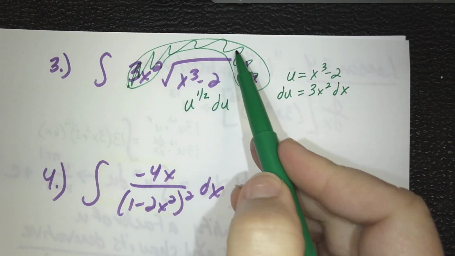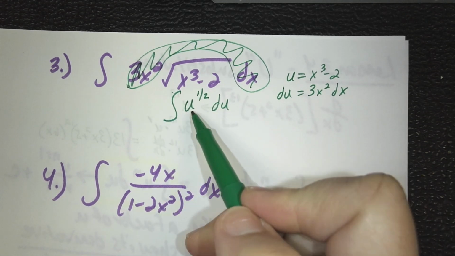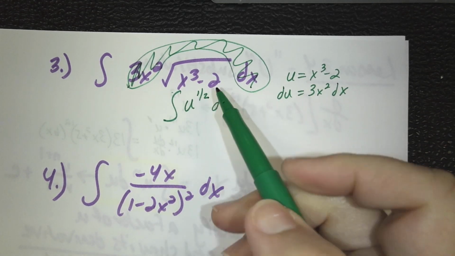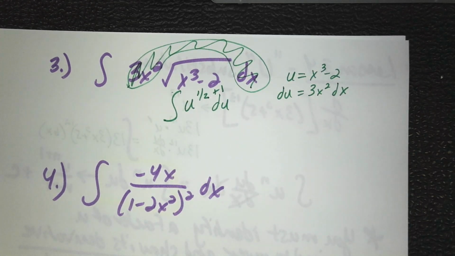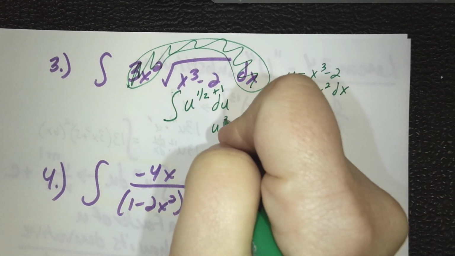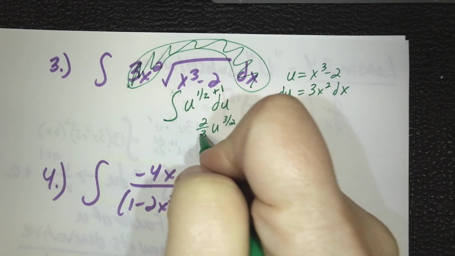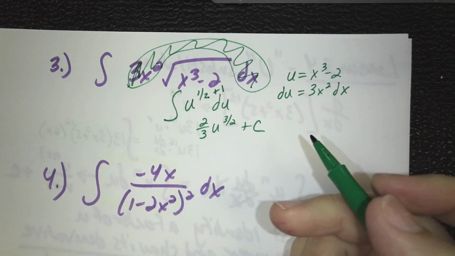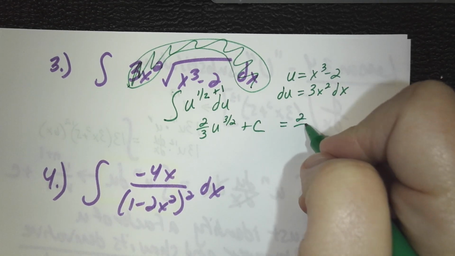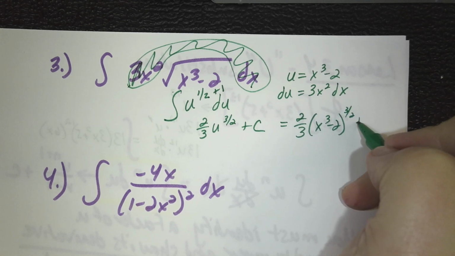So then this, what I'm crossing off, I replace it with du, and now it's an integral in power rule form, and I can just add 1. What do I do? Well, 1/2 plus 1 is 3/2, divide by 3/2, which is multiplying by the reciprocal, so 2/3 plus c, and then all you have to do is replace the u. So 2/3 times x cubed minus 2 to the 3/2 plus c.